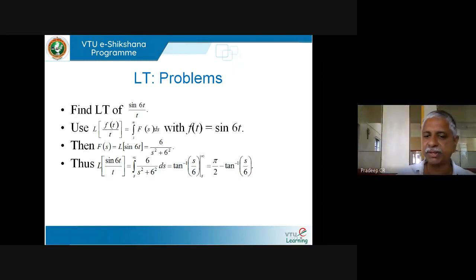So this limit is from s to infinity. Then if I put infinity, tan inverse infinity becomes pi by 2 minus tan inverse s by 6. If you want, you can write it as cot inverse s by 6. It's okay if you can do it, otherwise it doesn't matter. Leave it.